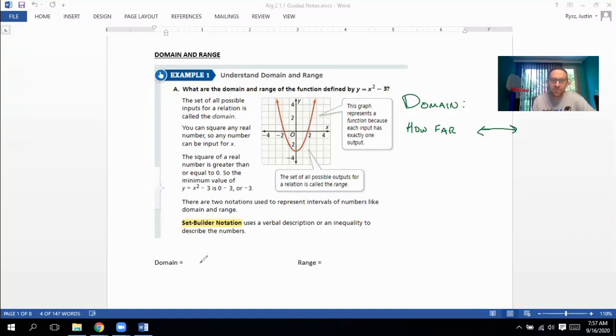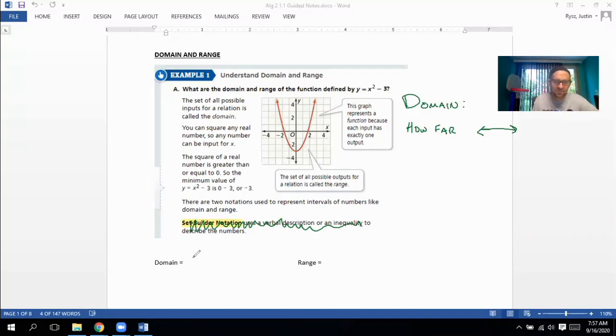Now, there's a couple different ways we can write it. There's set builder notation, but to be honest, set builder notation is like a verbal description or an inequality set using the numbers. I will still use the verbal and say all real numbers, but we're going to use interval notation because I think that's easier for everybody to use. It's also easier to write down.